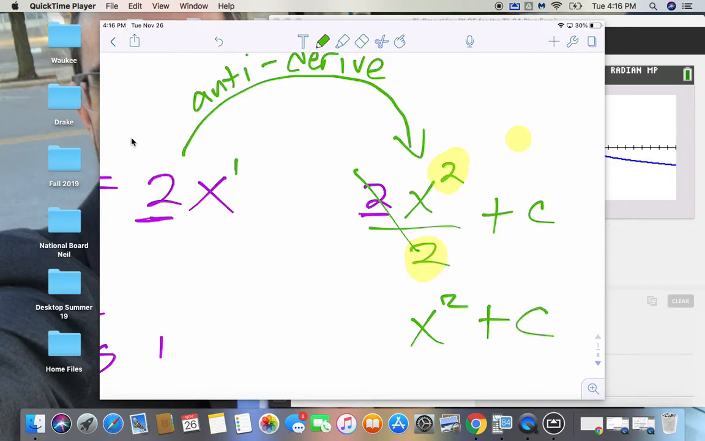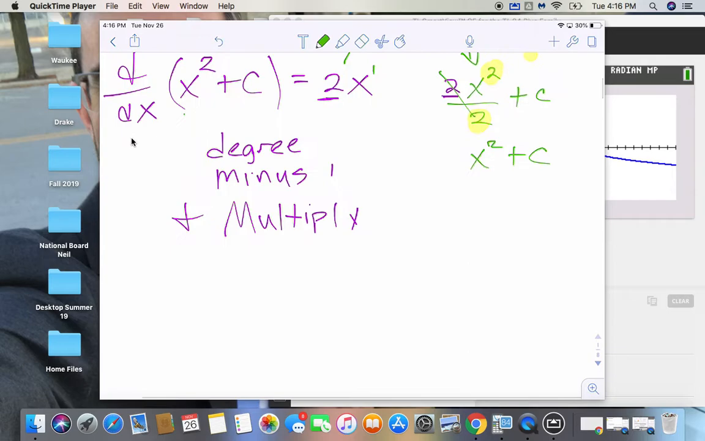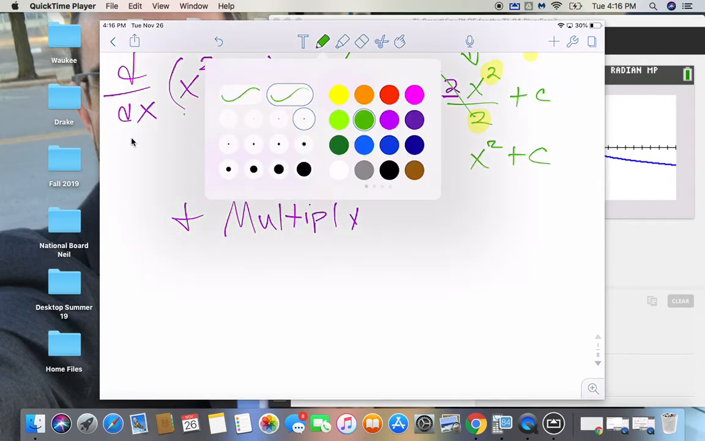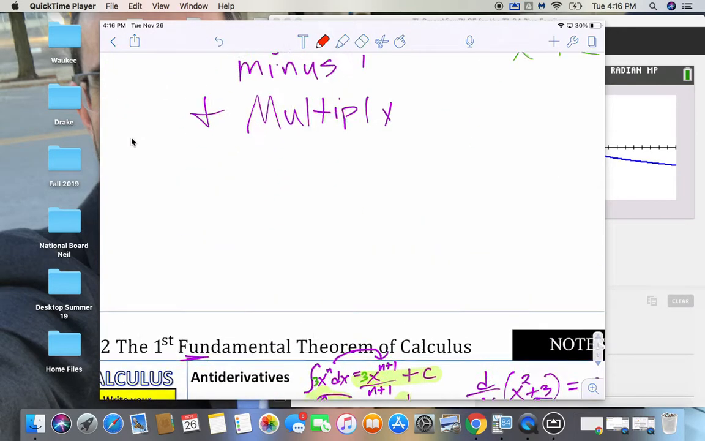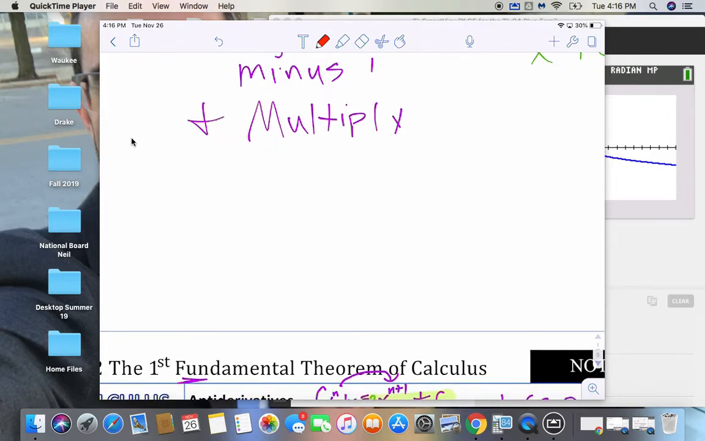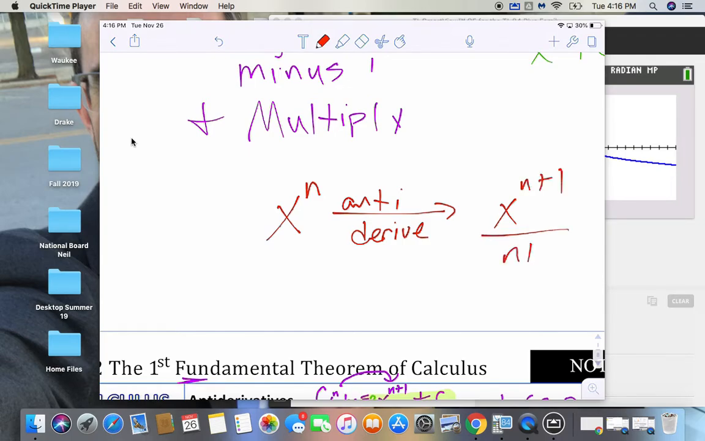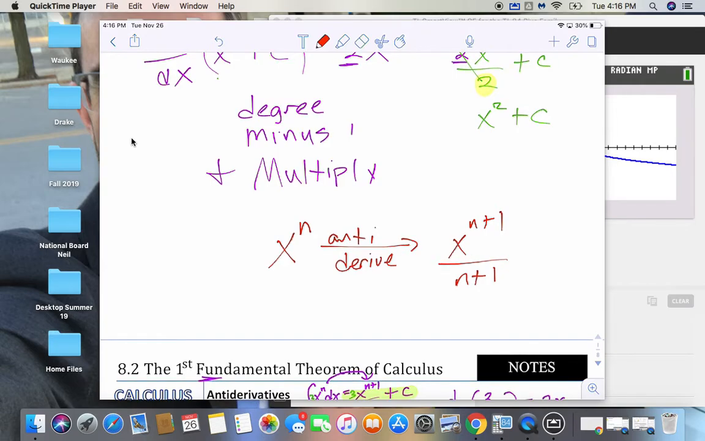So if you can see where all that's going, we just need to put that into a real general rule. And that general rule is this. If you are antideriving, then you're going to go from some x to the n antiderived. Right here, you're going to get x to the n plus 1, because you add 1 to the power, and then you divide by that same power, is the general rule. And it's kind of the opposite of what we do with derivatives, where we subtracted 1 from the power and multiplied.